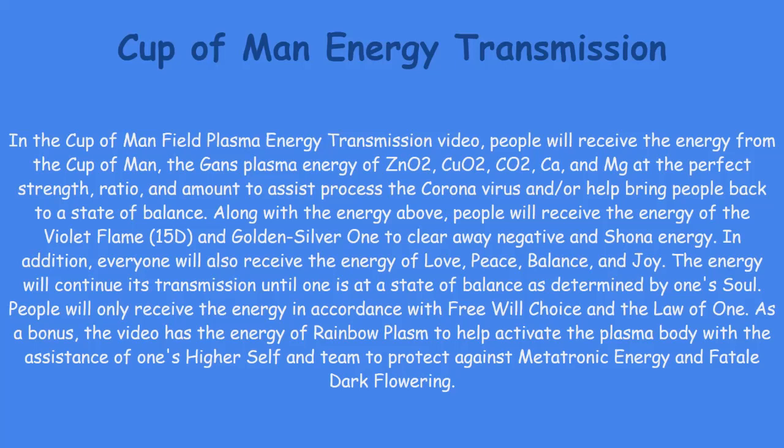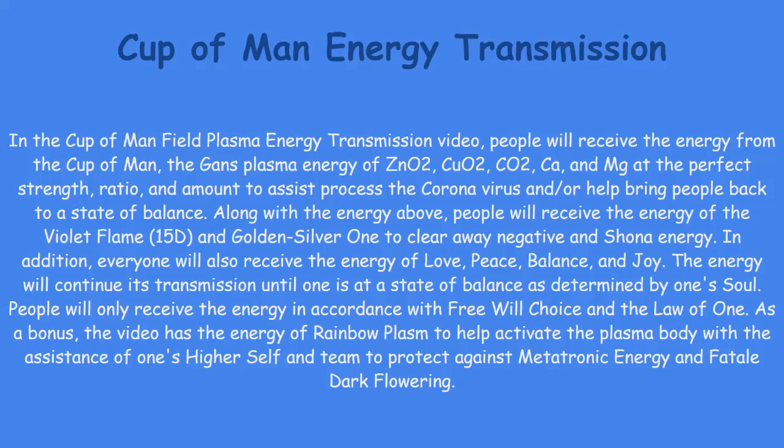Along with the energy above, people receive the energy of the vital flame, non-reverse, 15D, and golden silver 1 to clear away negative and solar energy. Now this also includes rainbow plasma. In addition, everyone will also receive the energy of love, peace, balance, and joy. The energy will continue its transmission until one is at the state of balance as determined by one's soul. People will also receive the energy in accordance with free will choice and the law of one.